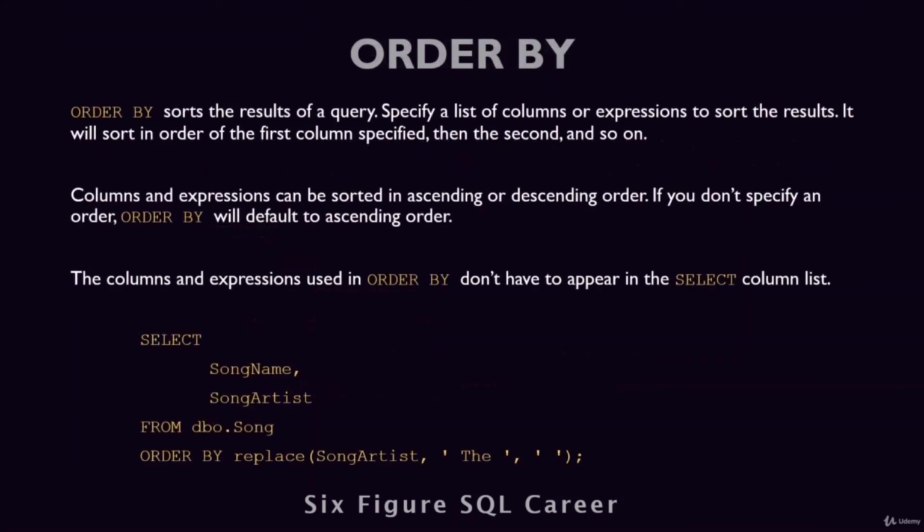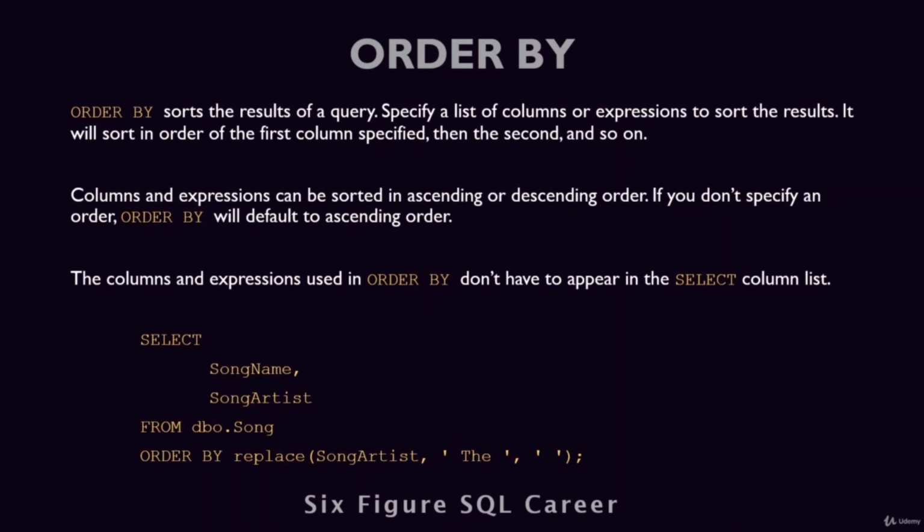Order by sorts the results of a query. Specify a list of columns or expressions to sort the results. It will sort in order of the first column specified, then the second, and so on. Columns and expressions can be sorted in ascending or descending order. If you don't specify an order, order by will default to ascending order. The columns and expressions used in order by don't have to appear in the select column list.